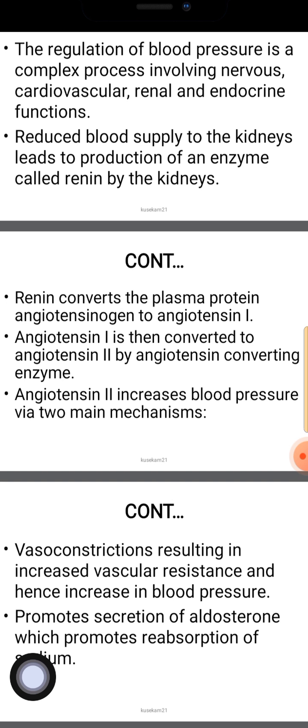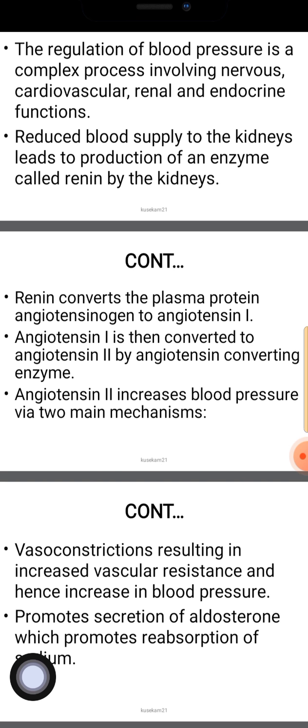There is renal; we talked about the kidney. That's where there is filtration of the blood, and the kidney also regulates the blood in the body. Then endocrine: there are hormones like adrenaline, which is secreted by the adrenal gland, and it also regulates blood pressure. So all these systems regulate blood pressure.